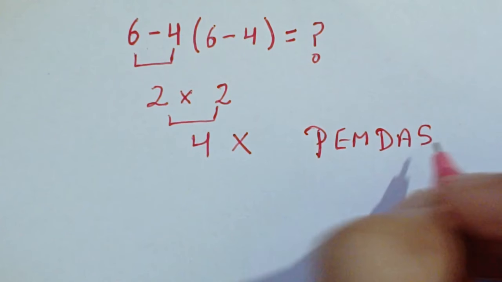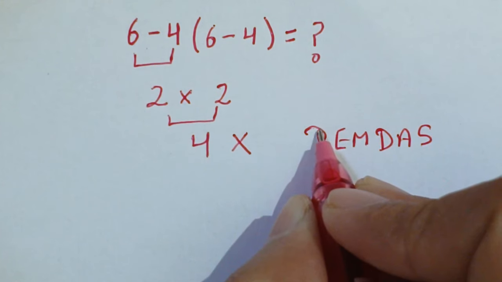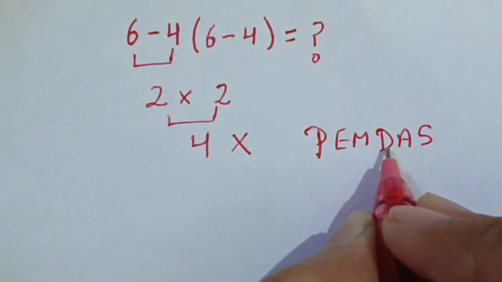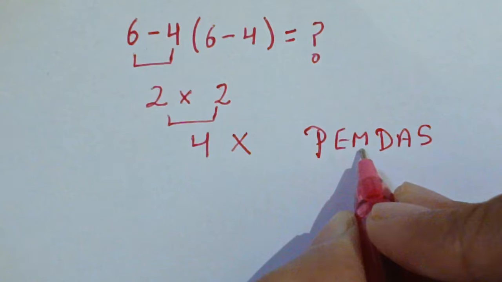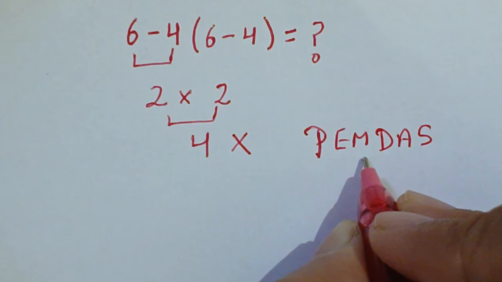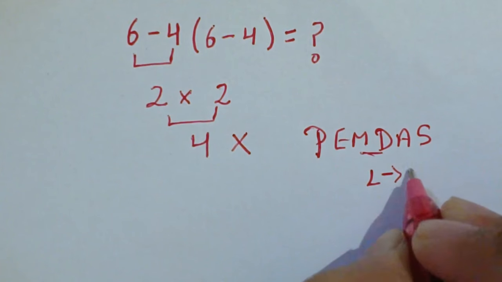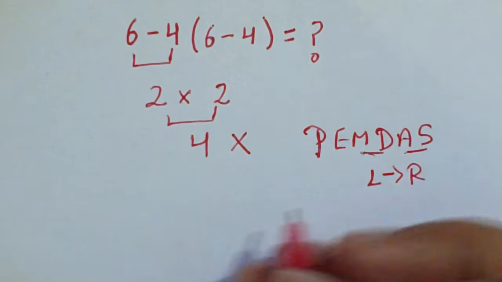PEMDAS rule. First we have to solve the parenthesis, then exponent, then multiplication, division, addition and subtraction. In this you have to remember, in multiplication and division both have equal priorities. So for this we go from left to right, and same for addition and subtraction also.